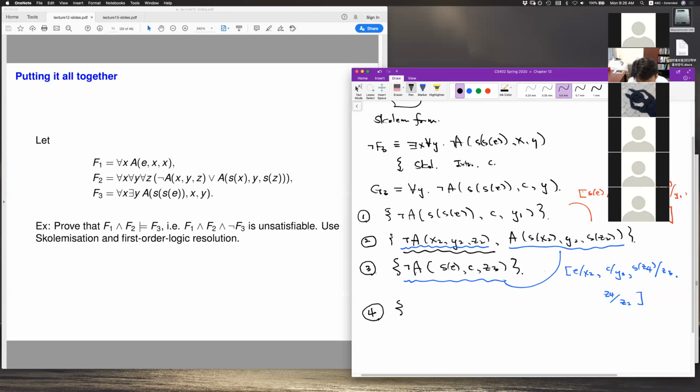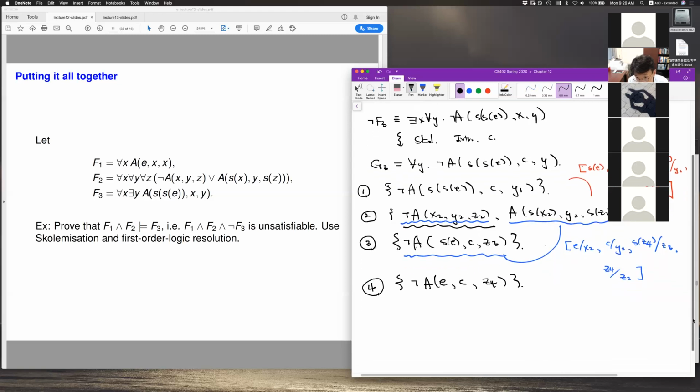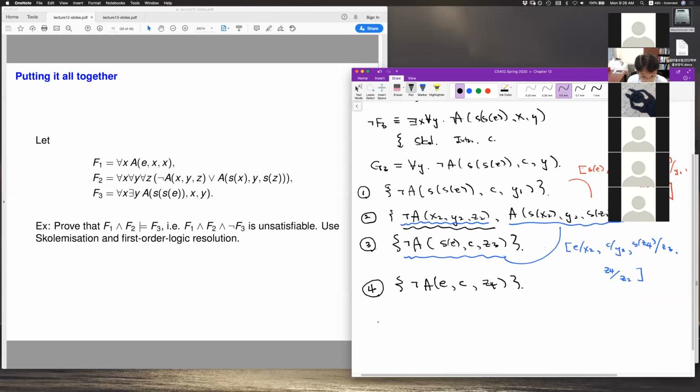is negation of a. x2 now becomes e, y2 now becomes c, z2 now becomes z4. Okay, so we, in a sense, apply the induction twice. And now, well, we want to one more time apply the resolution one more time.